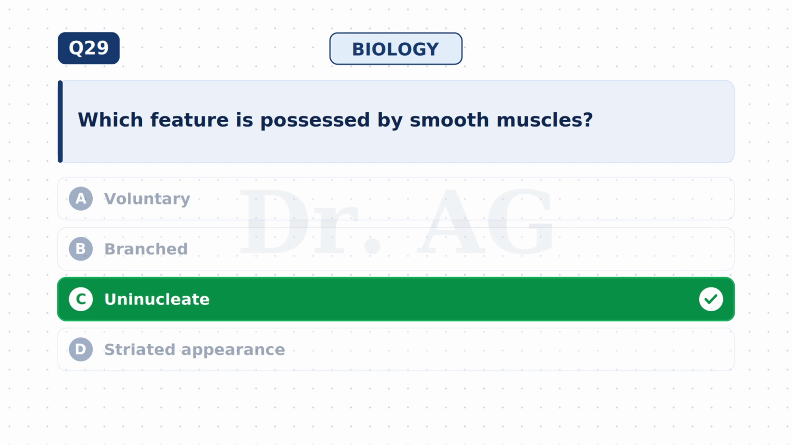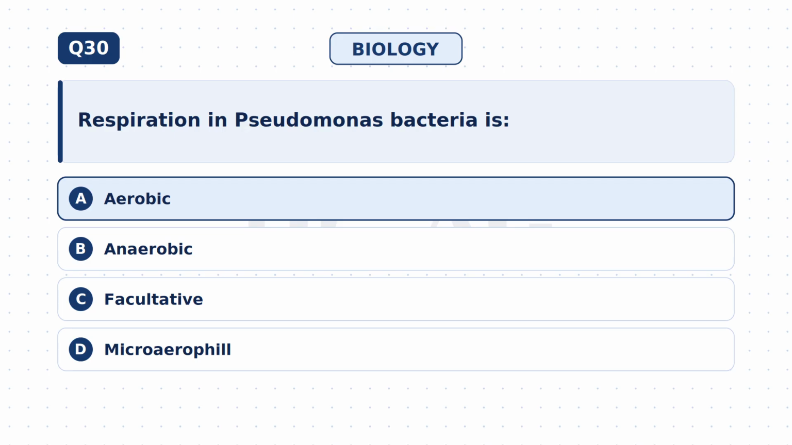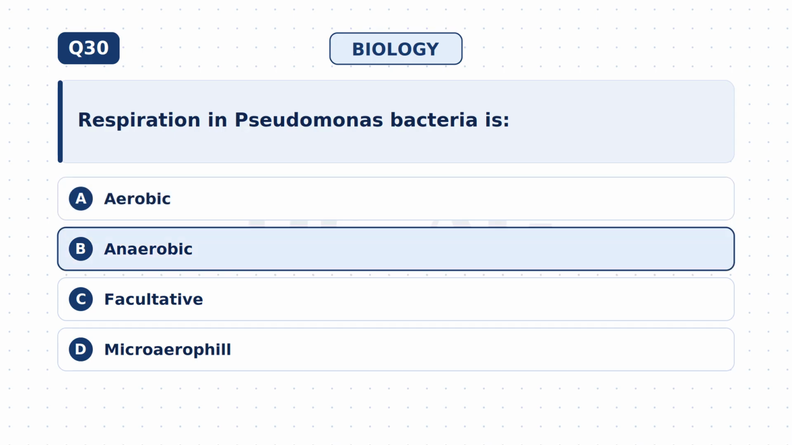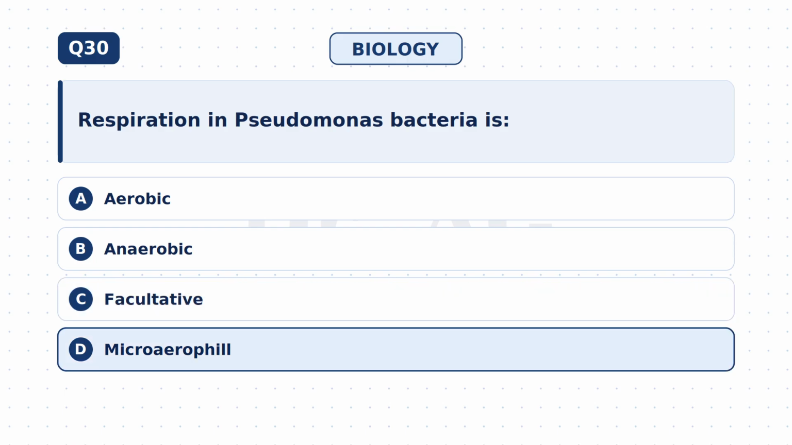The correct answer is C. Unenucleate. Question 30. Respiration in Pseudomonas bacteria is: Option A. Aerobic. Option B. Anaerobic. Option C. Facultative. Option D. Microaerophil.